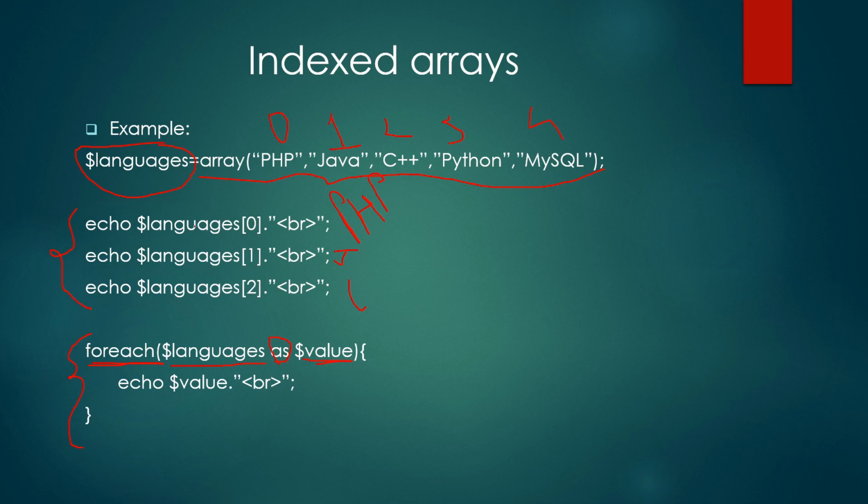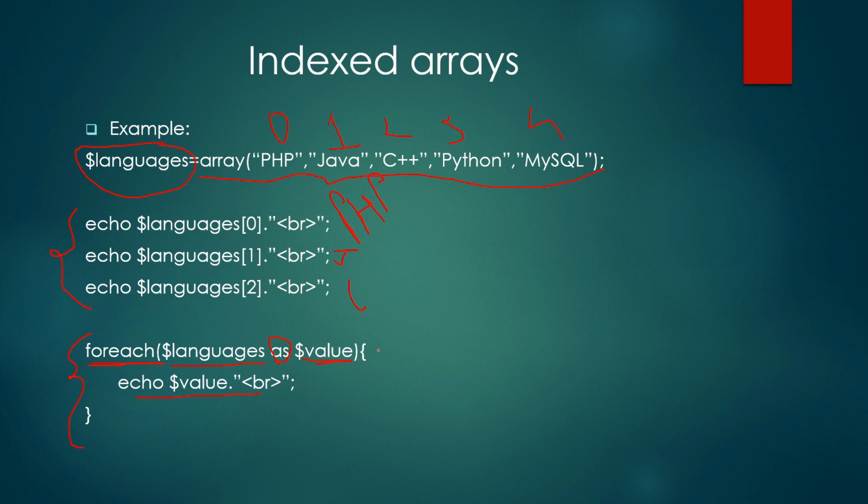So what it will do is it will fetch a value at a time. First value PHP will be stored in this variable called value, and then I'm printing out this variable. So PHP will be printed. Next, Java will be stored in this variable, then C++ will be stored. So like this, one by one, all the elements will be printed onto the screen. So this is the easiest way to traverse through an array using foreach loop.